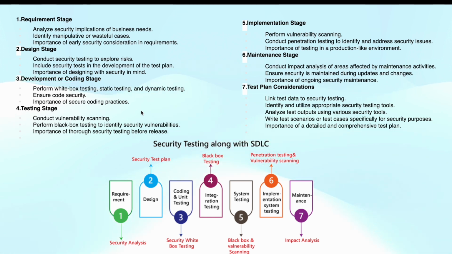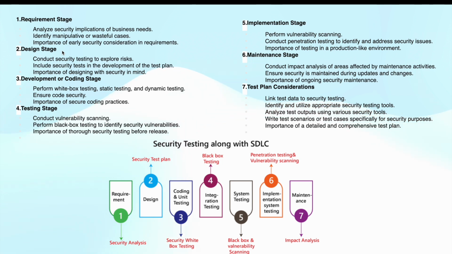So next we will see the security procedure for each step of the software development life cycle. Here in the diagram below we can see the SDLC process, that is requirement, design, coding, testing, system testing, implementation and maintenance. Based on this SDLC we will see how we perform security testing. In the first stage, the requirement stage, analyze the security implications of business needs and identify manipulative or wasteful cases. Then the second stage is design. Conduct security testing to explore risks in the design, and include security tests in the development of the test plan.